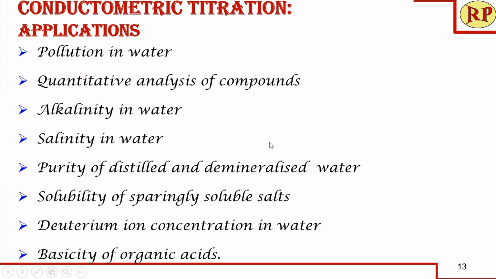It's used for many types of applications. Wherever ions have to be studied, you can use this conductometric titration: pollution in water, quantitative analysis, alkalinity in water, salinity, purity of distilled and mineral water, that is demineralized water, solubility of sparingly soluble salts, etc. We have already seen this in our previous sessions. The reason I'm giving it in all the sessions is that if you are clicking one particular video, you need to have the advantages, disadvantages and applications of the same.